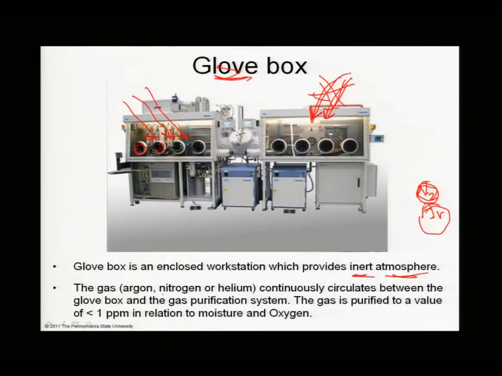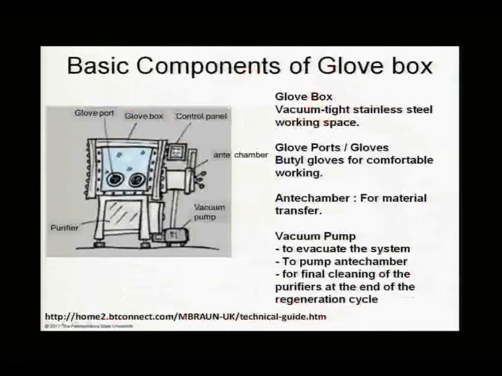So as we said, it uses maybe nitrogen or argon or another inert gas like helium, and it continuously circulates this inert gas between the glove box and a gas purification system. And the gas is purified to a value where it's less than 1 part per million H2O and oxygen. So very little moisture, very little oxygen inside this environment. So you see the equipment used to actually establish this kind of an environment.